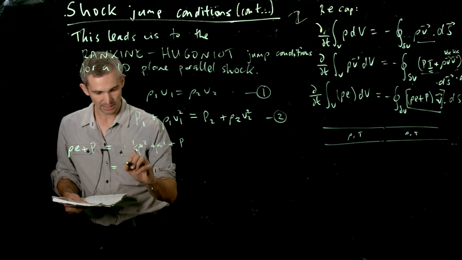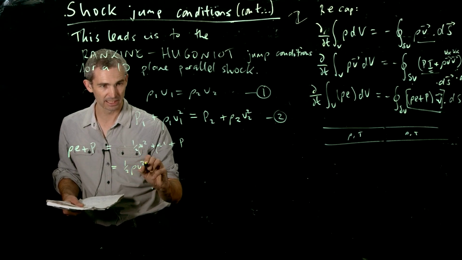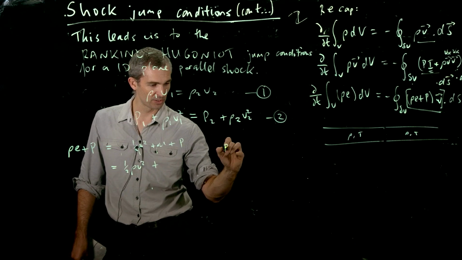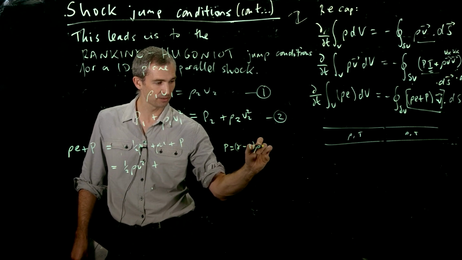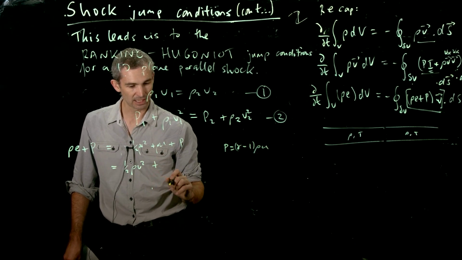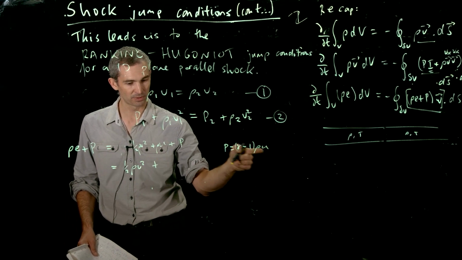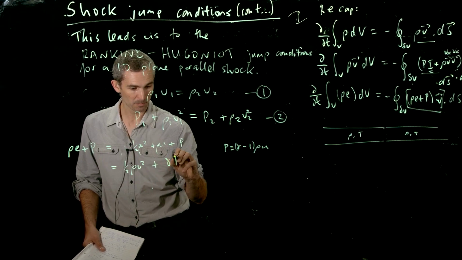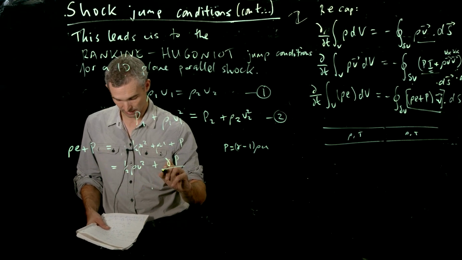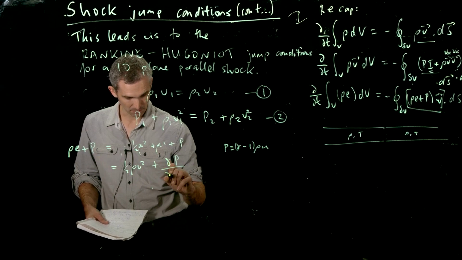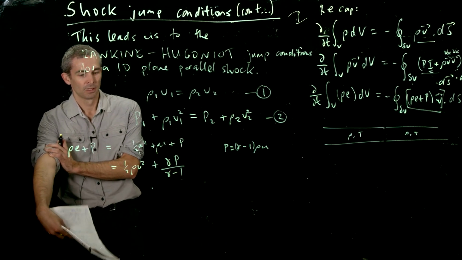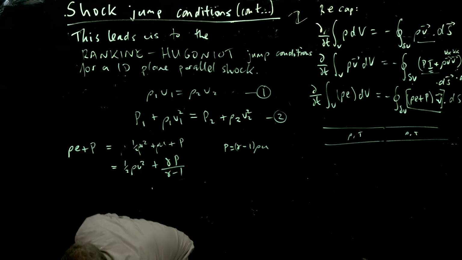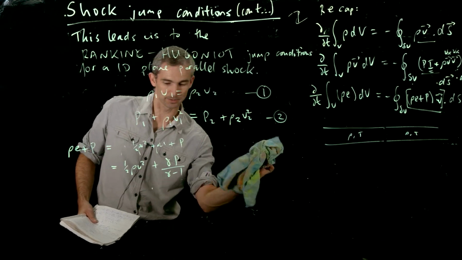And that is equal to a half rho V squared plus... remember, if we use gamma P equals gamma minus 1 rho U, then this is going to give us a gamma minus 1 rho U plus 1. So it's going to give us simply gamma P on gamma minus 1.